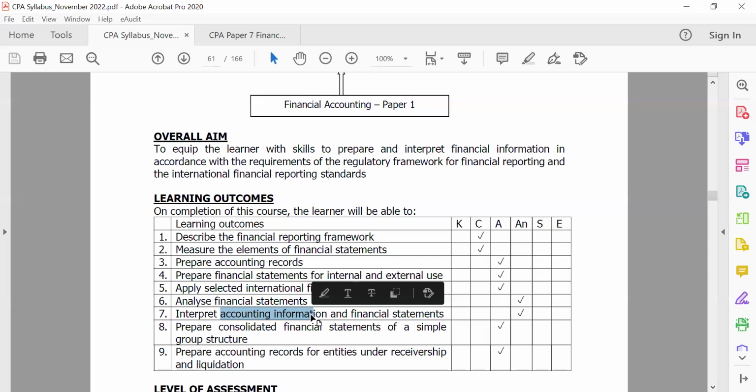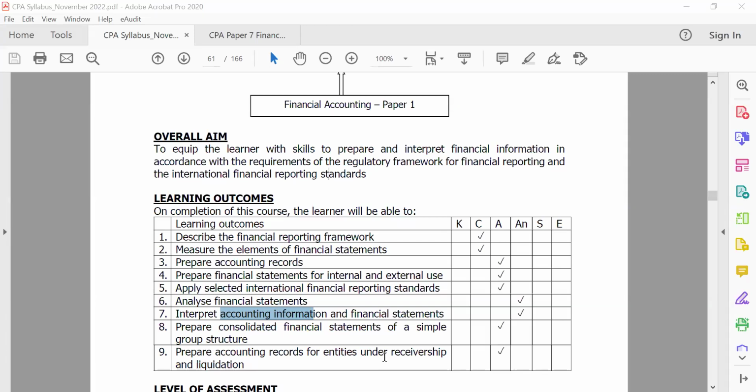This is also key. As a learning outcome, as a student, you should be able to interpret accounting information. When you see those financial statements, for example, issued by financial institutions and published in the newspapers, are you able to interpret? Are you able to understand that if they have said provisions, this is what it means? If they are saying that this is comprehensive income, you now know what comprehensive income exactly means.